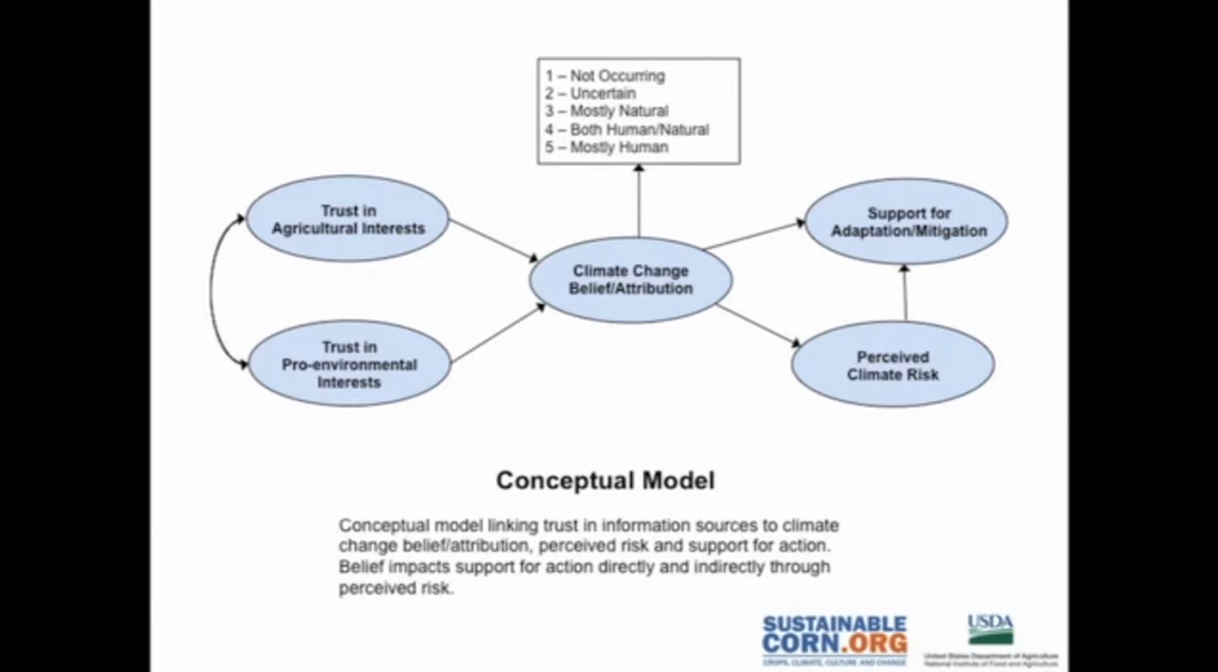So here's what our conceptual model currently looks like. At the center of this is climate change belief and attribution, and this is very similar to what Jay showed earlier. This is sort of at the center of the framework here, and we hypothesize that belief influences other attitudes related to perceived risks about climate change, as well as support for various types of adaptation and mitigation actions. And I'll talk a little bit later about some possible influences on belief related to sources of information about climate change. So I'm going to step through the pieces of this model and talk about how we measure some of these constructs.